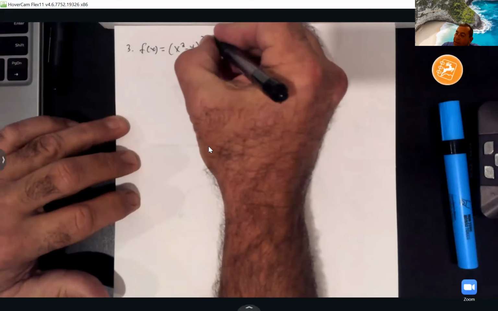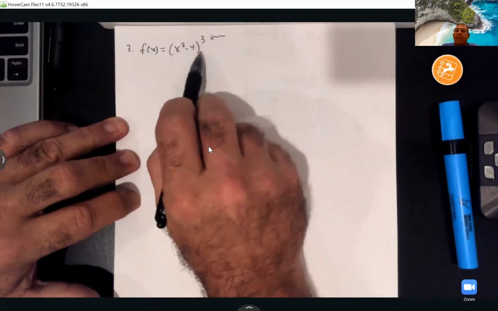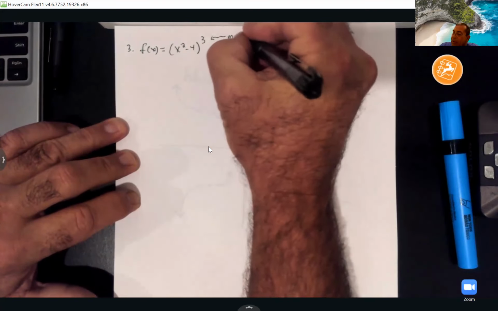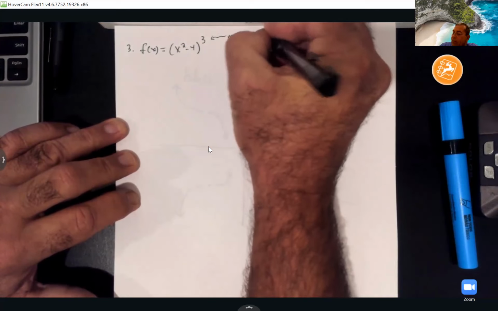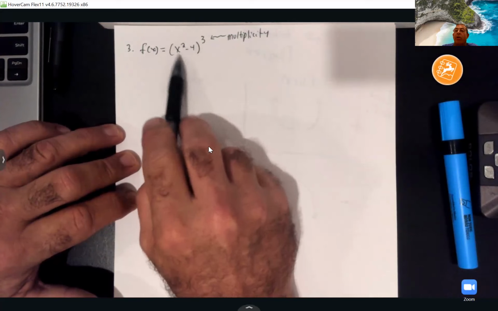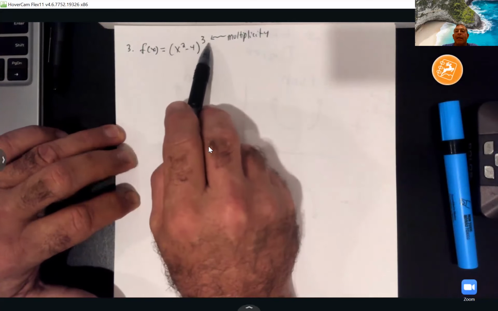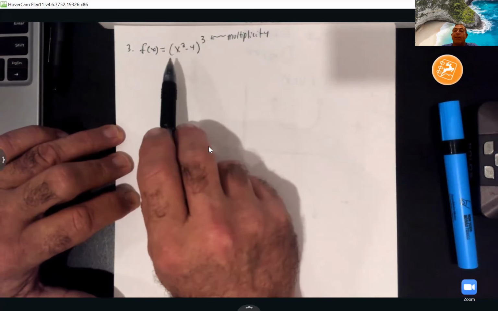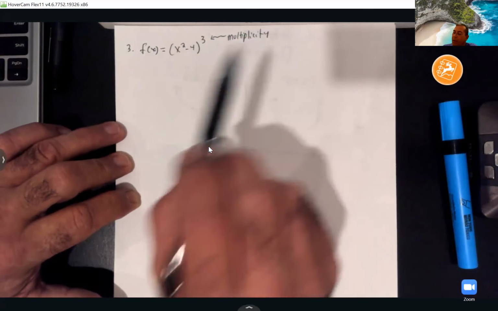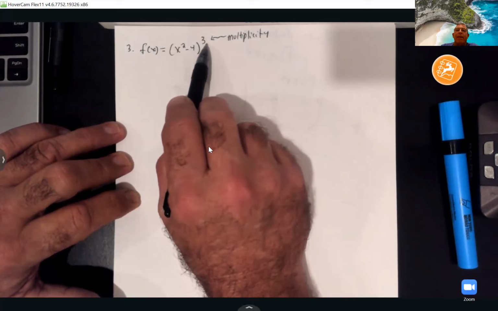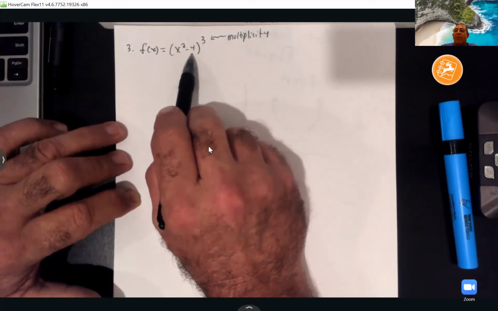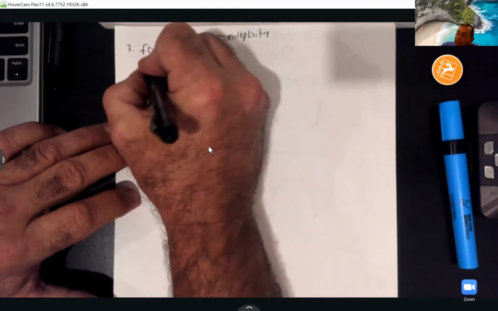So I will say this. That exponent 3 sitting on the outside, that is our multiplicity. Because that's going to tell me how many times these zeros are occurring. So since we got that exponent out there, remember, that's like writing x squared minus 4, x squared minus 4, x squared minus 4. So we get the multiplicity from the exponent on the outside. We get the zeros from solving this factor on the inside parentheses.